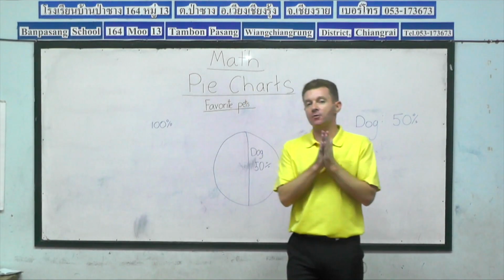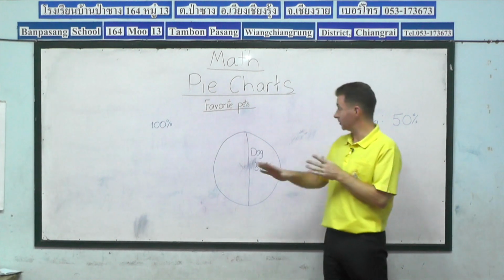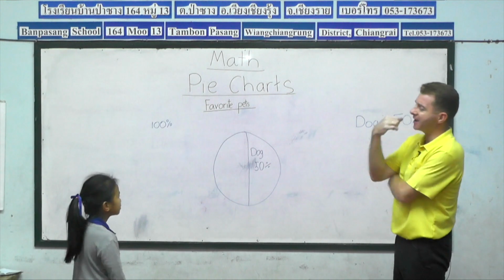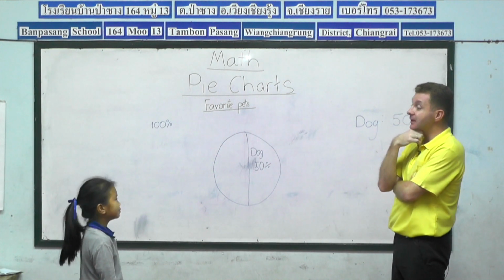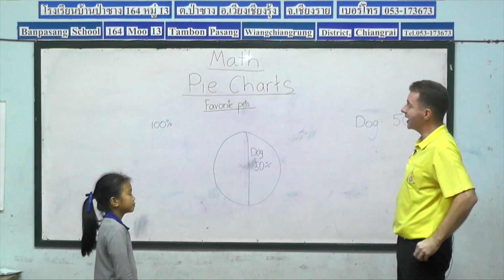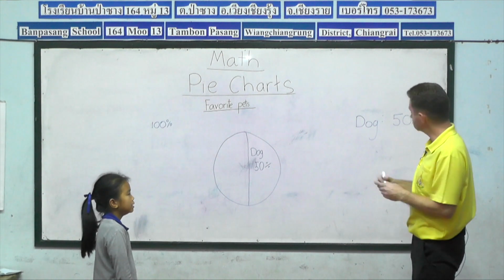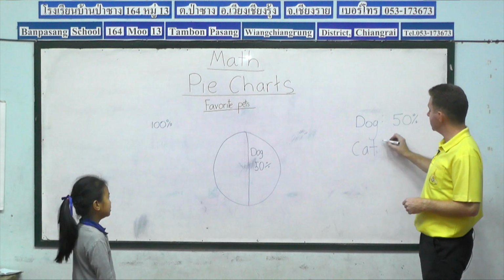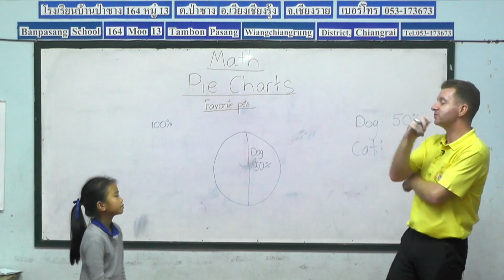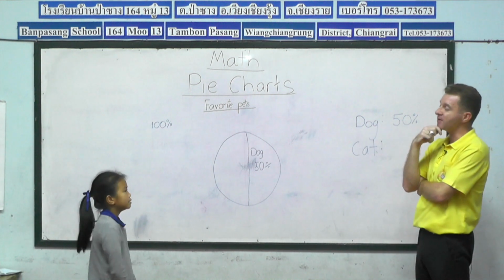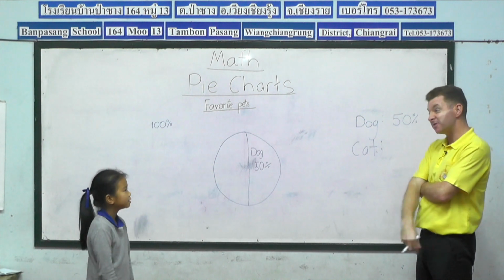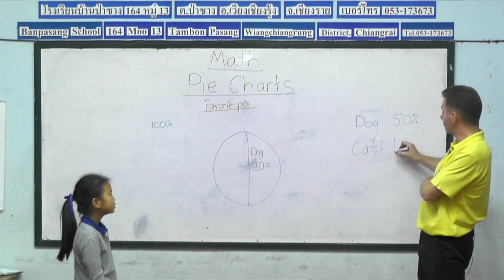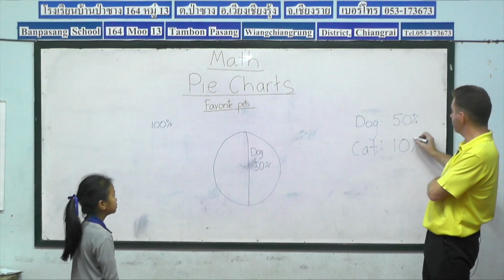So now we need our next pet. We can't have dogs because we already have dogs. So, Prem, what type of pet will you choose? Cat. Okay, so cat. How do we spell cat, guys? C-A-T. And Prem, how many percent of people have cats as their favourite? 10%. So not as many. Cats aren't as popular as dogs, so we're going with 10%.